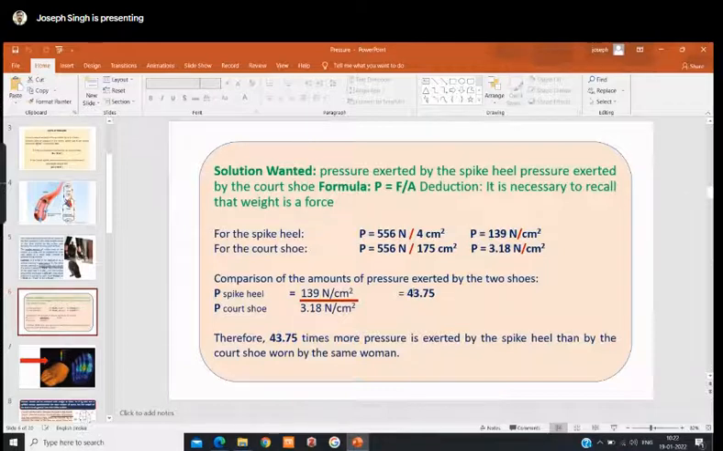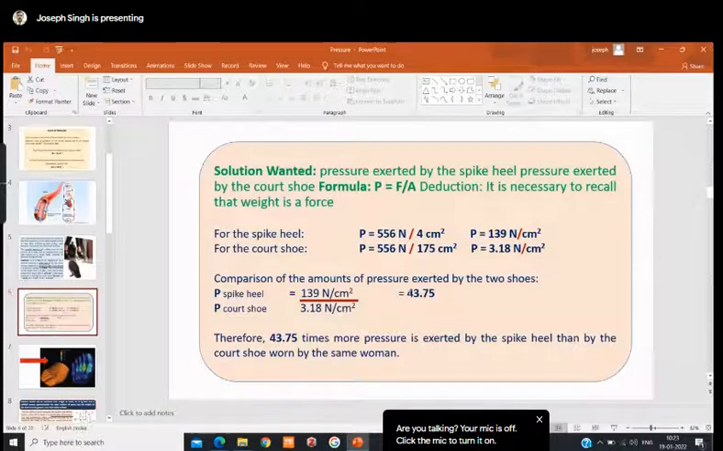You got this, no? That we are calculating, if the area is 4 centimeter square, the pressure is this much. If the shoe is flat, a court shoe, it has more surface area. So when we compare both the pressures, we see this is 139 and this is only 3.8. So how much more is it? It is 43.75, that means about 44 times more pressure.